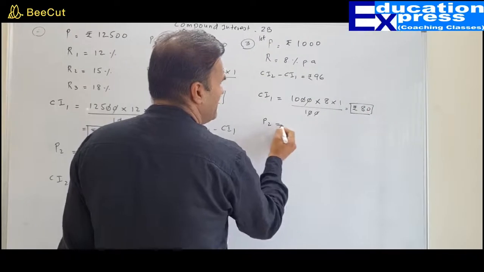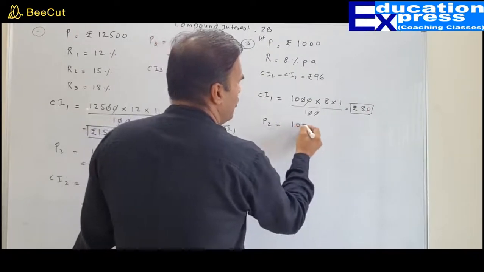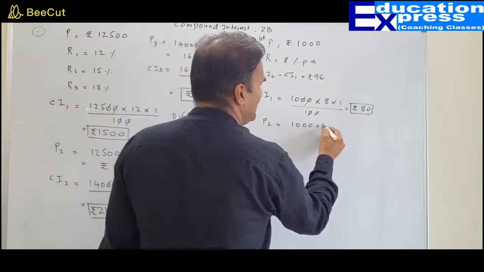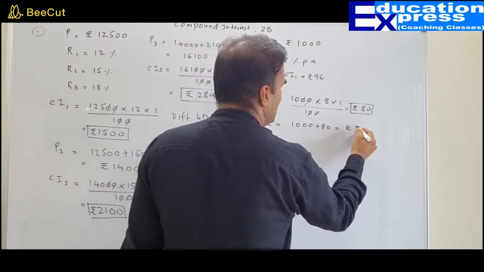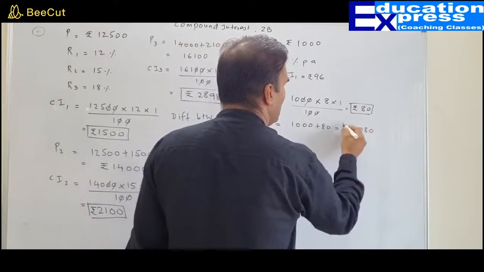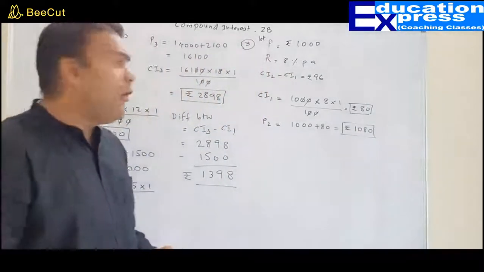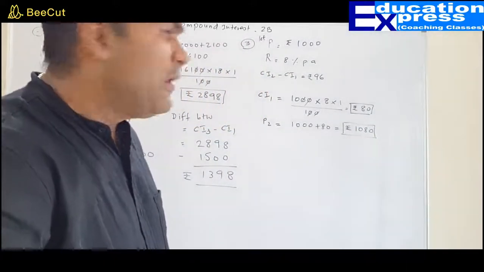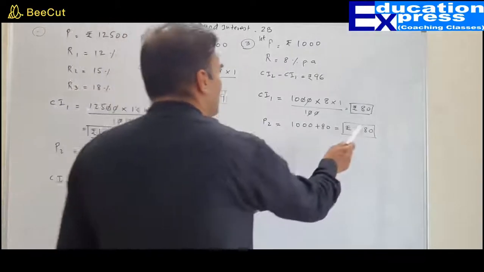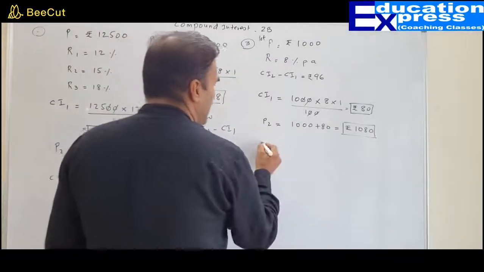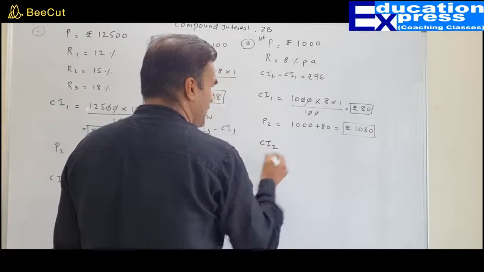So what will be the principal for the second year? It's going to be 1000 plus 80. That means it is 1080. This will be my principal for second year. So the principal of second year is obtained. Can we find out compound interest for second year? Of course, sir.